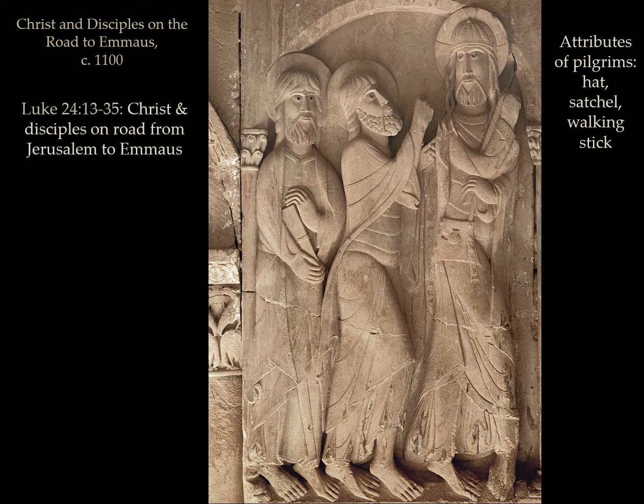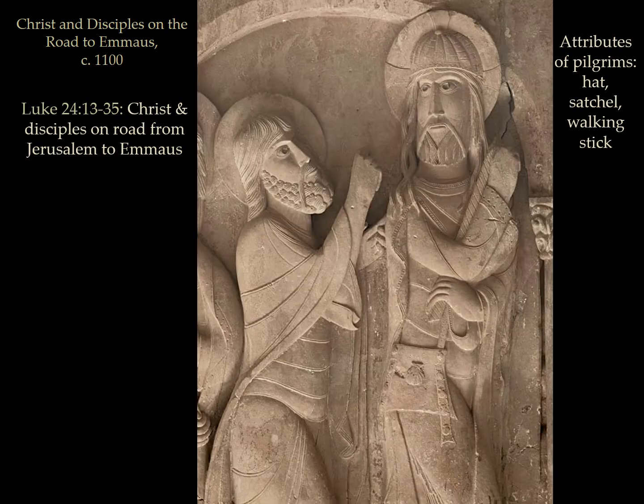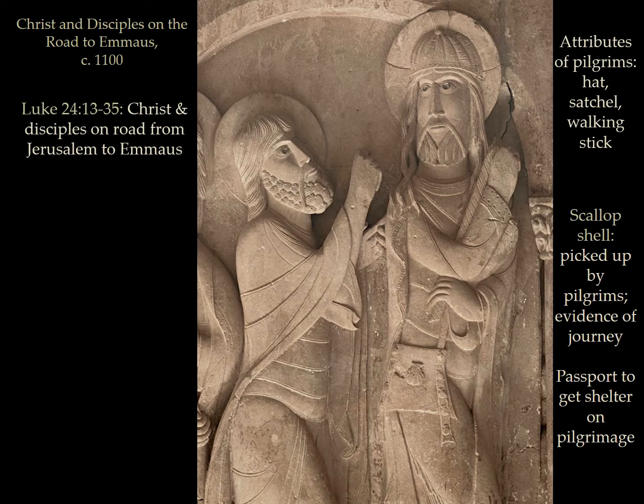road from Jerusalem to Emmaus, and they are dressed as pilgrims, importantly. We find the attributes of pilgrims here with the hat, the satchel, and the walking stick, all carried by those who would be on pilgrimage. We can see it here almost like a candy cane-like design in Christ's left hand, as well as the satchel with the shell on it just below.